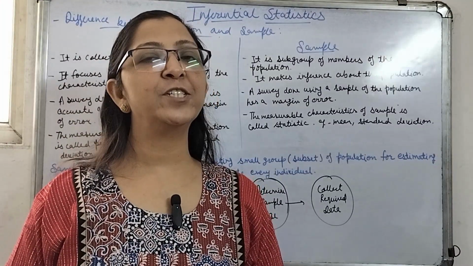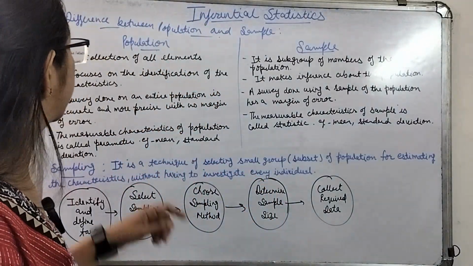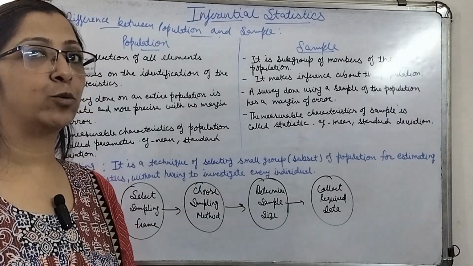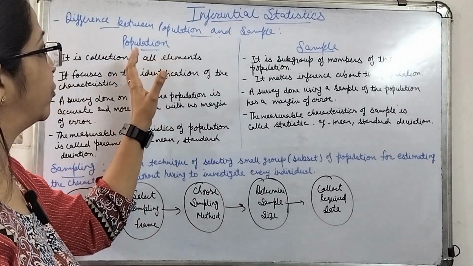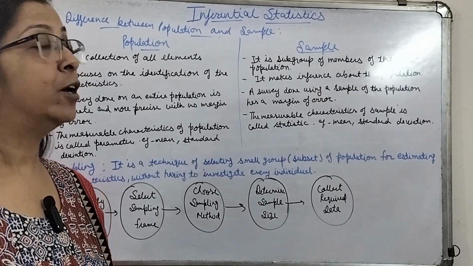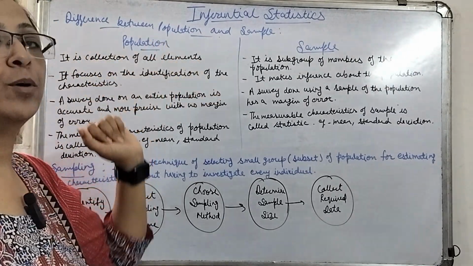Now let's see the difference between the population and the sample. As we just said, the population is the collection of all the elements. Whatever experiment we need to conduct, whatever we have to find out, when we consider all the events, all the experiments, all the population, then it is the collection of all the elements, and that is your population.